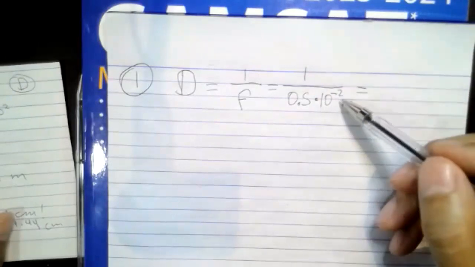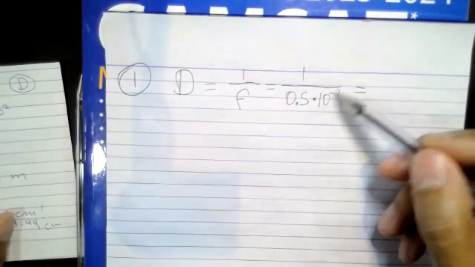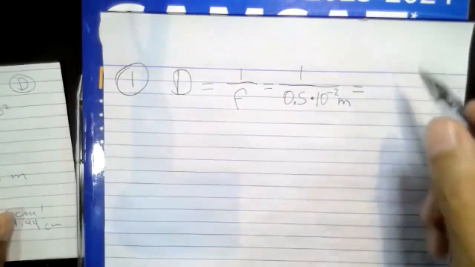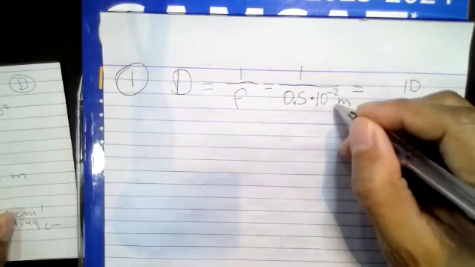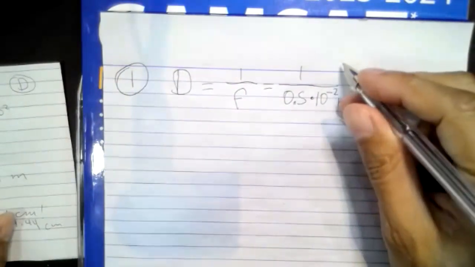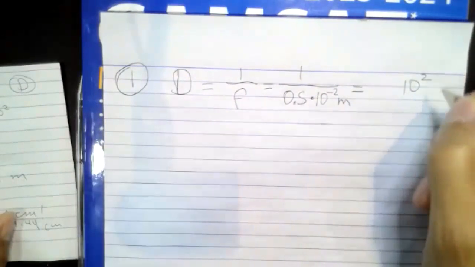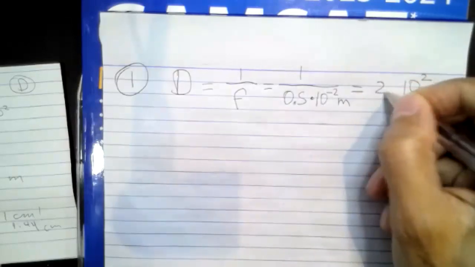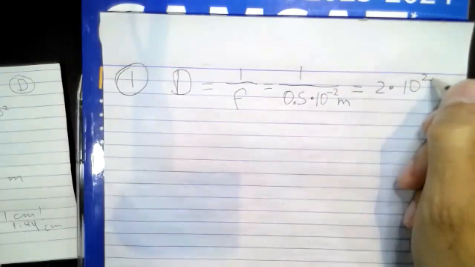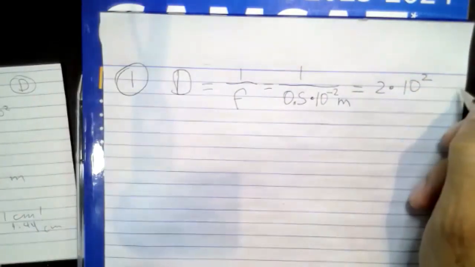Then, as I said before, if you have an exponent in the denominator, you want to bring it upstairs, and you change whatever the sign is. If it was 10 to the 2, it becomes 10 to the minus 2 if you bring it in the numerator. If it's 10 to the minus 2 in the denominator, you bring it to the numerator, it's 10 to the 2. And this is 1 over 0.5. 1 over 0.5 is the number 2, right? Because 1 is twice 0.5. So this is 2 times 10 to the 2, and this is diopters.